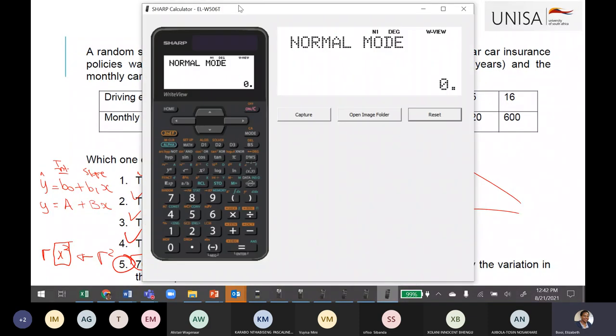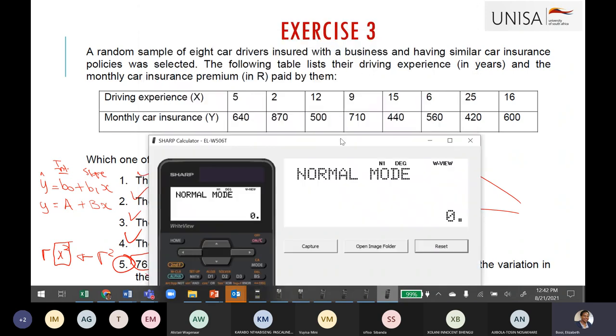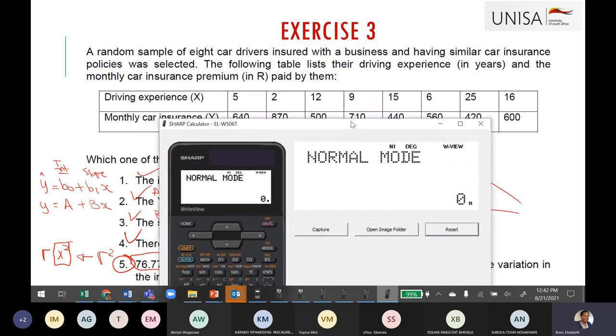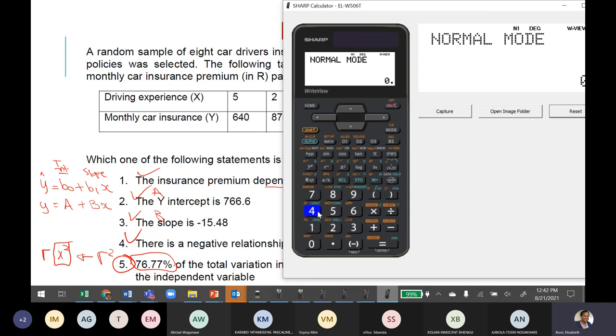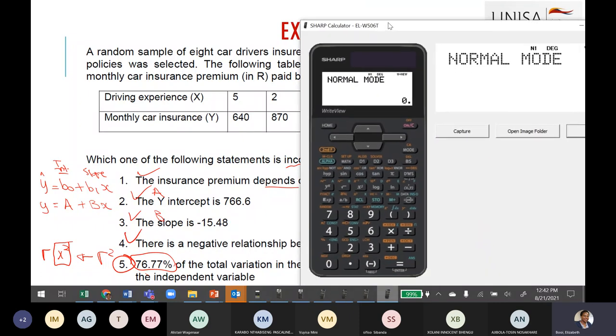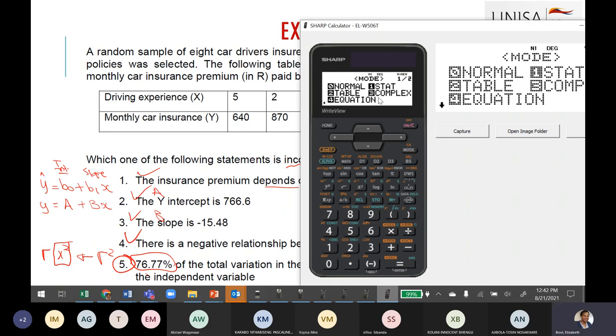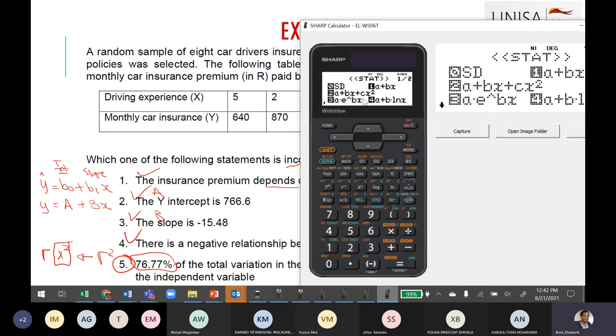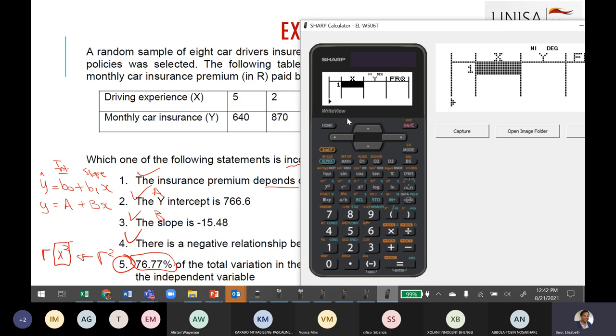So let's assume that you went and bought a Sharp calculator, which is not a Casio calculator, which looks like this. As you can see, this calculator does not have any values on top. These are the latest Sharp calculators that people get from the shop. So I'll just do the same. On mode, I need stat, which is 1. I need 1, a plus bx, which is the same as what I have there. So I'll press 1. Then I have a table.